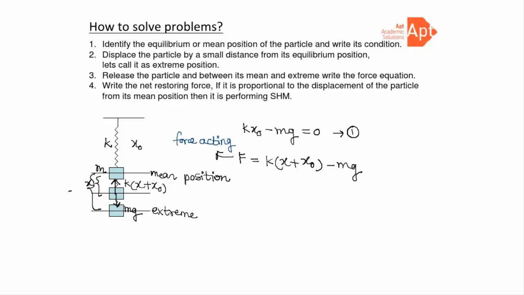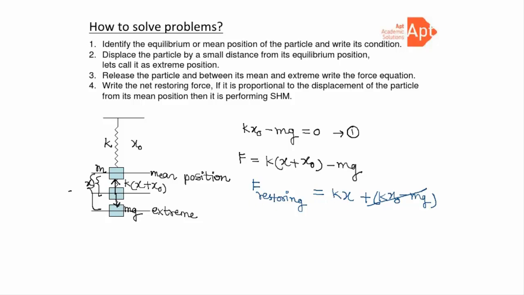We can also call this force the restoring force. So we have the restoring force as kx plus k x naught minus mg. These two cancel out because it is 0. So we get the restoring force proportional to x.